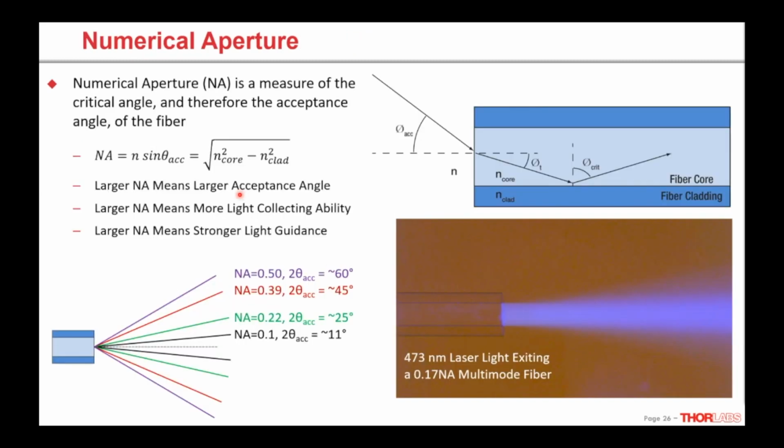As a quick review, like I said, NA is a product of the index difference between the core and the cladding. So higher NA means a larger acceptance cone of light, a smaller critical angle, steeper angle to the core cladding interface, and stronger light guiding capability overall. Single mode fibers are typically in the 0.1 range, so it's a pretty small NA.